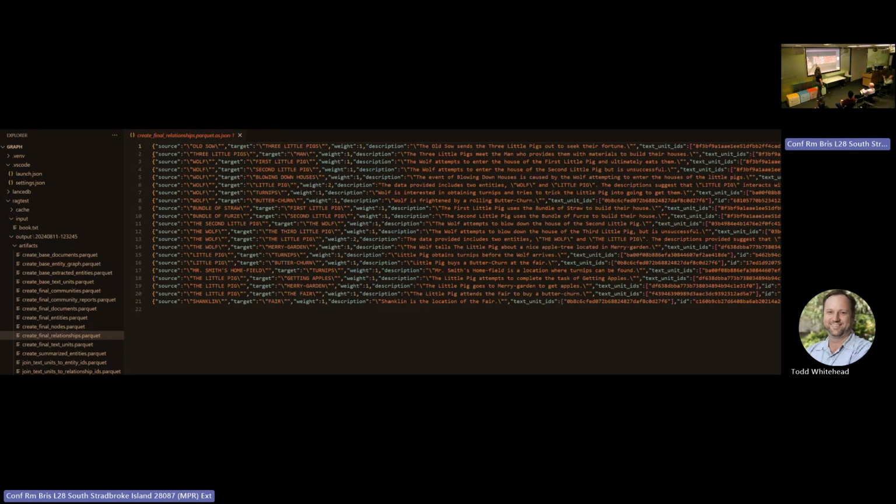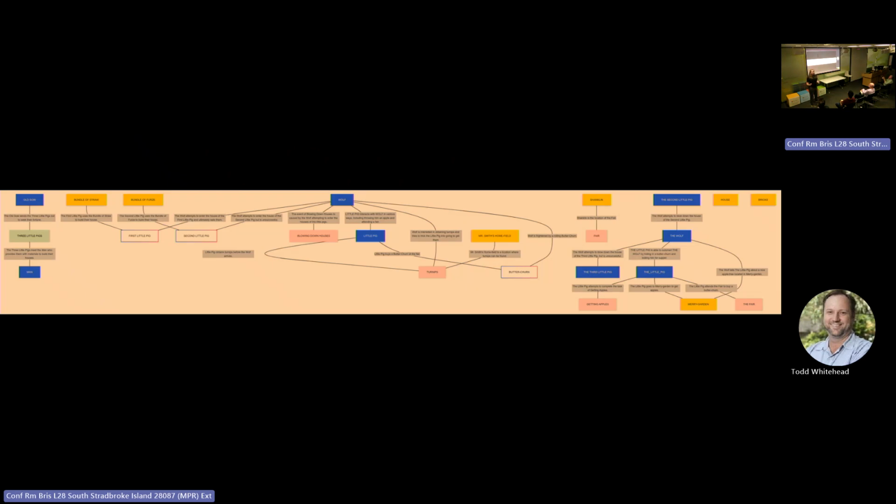So for instance, the data provided two entities, the wolf and the little pig, and it tells you how they interacted. So here, the little pig attempts to complete the task of getting apples. Because that's really hard to read, and I can't zoom, sorry, I put that into a mermaid diagram so you can see. Then I color coded it.